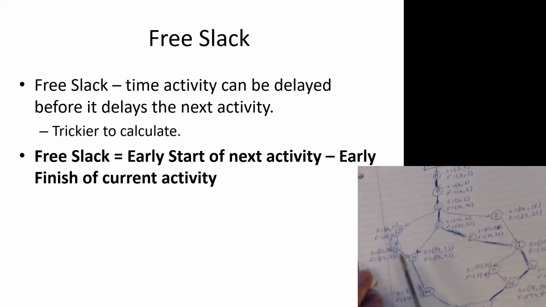Let's look at one more time. We'll look at G and then we'll look at I. So let's look at G again. Again, always only looking at non-critical path activities. If it's on the critical path, there is no slack. Look at G, and we see that for G, the earliest start of the next activity, that's H, is 29. Earliest finish of G is 29. 29 minus 29 is 0. So no free slack for activity G. Any delay in G will cause a delay in H.